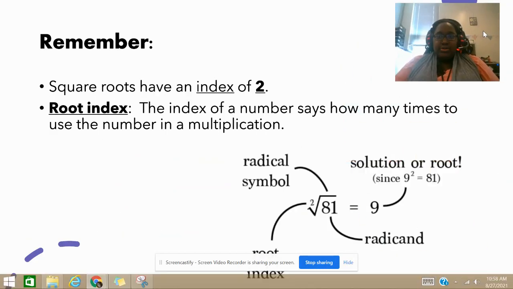Here's another thing that is very important, and I'll bring this up again when we get to simplifying radicals. Please remember that the square root has an index of 2. The definition of root index says the index of a number says how many times to use that number in multiplication. So looking at this picture, we have the radical symbol, which is the check mark here. We have the root index. Remember that for a square root, the index will always be 2. And then we have what's considered the radicand, but we'll discuss that later on in another unit. And so when they took the square root of 81, it gave them 9. Again, make sure you copy this down in your notes. You can pause the video at this time to copy it.